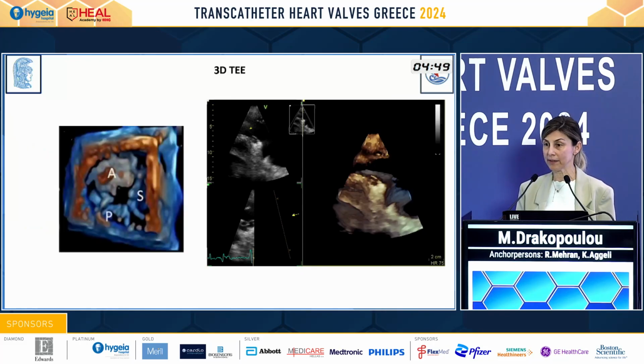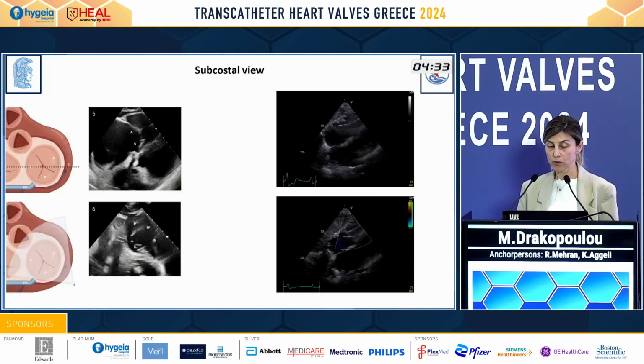With 3D, we can take the images from any side. We can see the tricuspid valve well, and we can well define the anterior, septal, and posterior leaflets based on the site of the aortic valve and of the interventricular septum. So the subcostal view is like the four-chamber view. We see the anterior and septal leaflets, and if we tilt the probe, we can also see the short axis of the tricuspid valve.